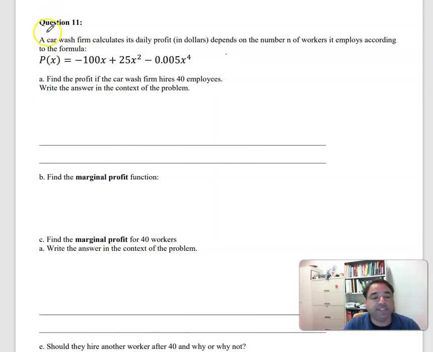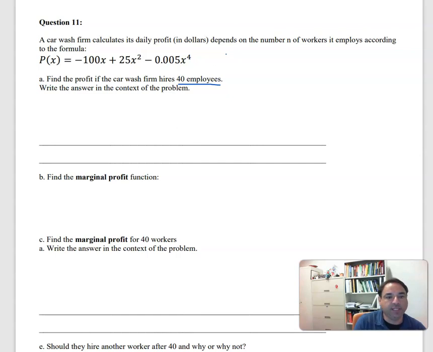Okay, for question 11, it says a car wash firm calculates its daily profit in dollars depending on the number of workers it employs according to the formula. So x in this case, our input, is the number of workers and our output is profit. P of x equals negative 100x plus 25x squared minus 0.005x to the fourth. We want to find the profit if the car wash firm hires 40 employees.